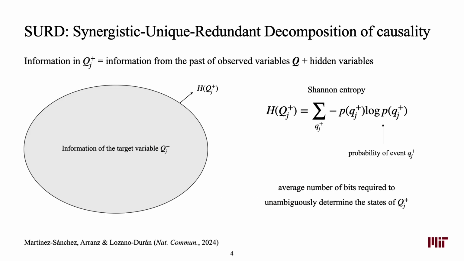The first step of SURD is to quantify the information of the target variable Qj+. To that end, we use the framework of information theory to quantify information through the Shannon entropy, which measures the uncertainty of a given variable. In other words, Shannon entropy quantifies the average number of bits needed to unambiguously determine the states of Qj+. Mathematically, it can be expressed as the expected value of the logarithm of the probability distribution of the target variable Qj+.